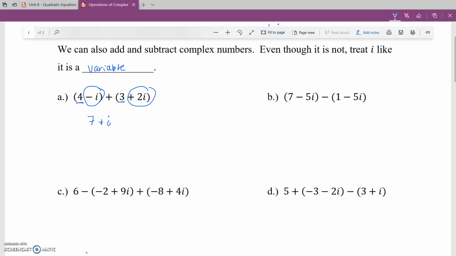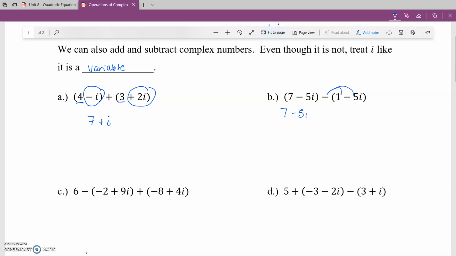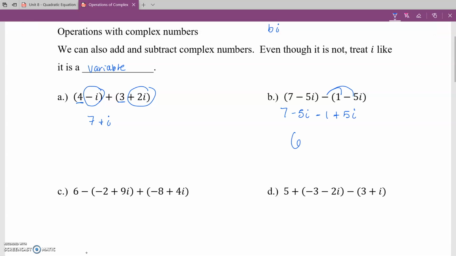For B, don't forget, if we're subtracting, we need to distribute that negative. So this is really 7 minus 5i minus 1 plus 5i. 7 minus 1 is 6, and -5i plus 5i cancels. So my answer is just 6.